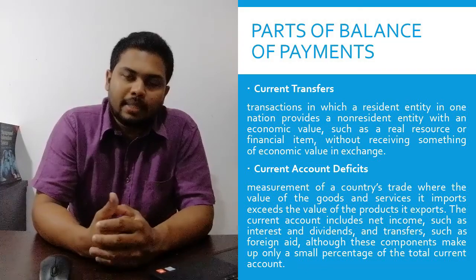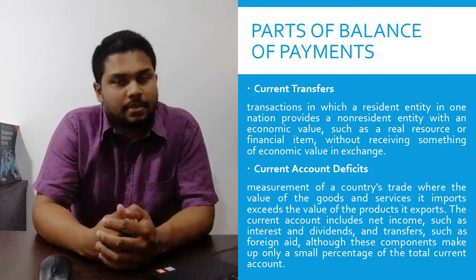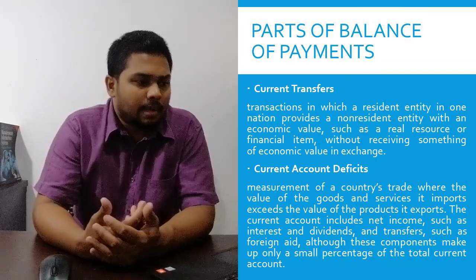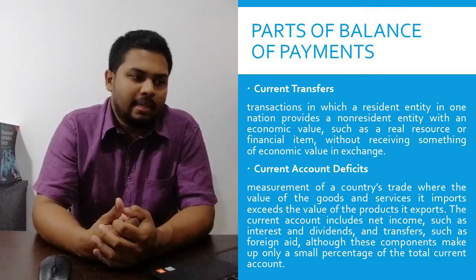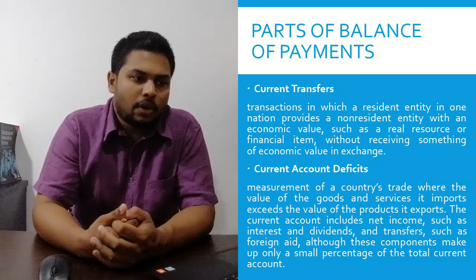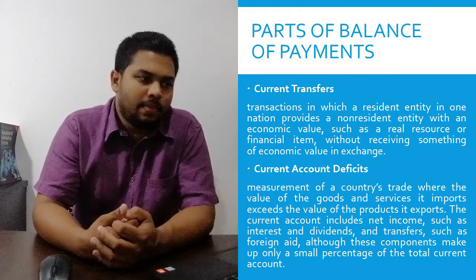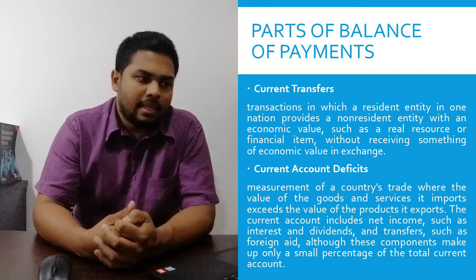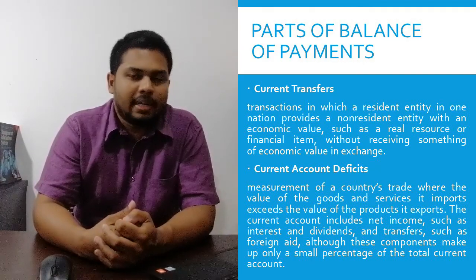Right. And the next one, the third element, is current transfers. What do you mean by current transfers? Let's take the definition: transactions in which a resident entity in one nation provides a non-resident entity with an economic value, such as a real resource or financial item, without receiving something of economic value in exchange.